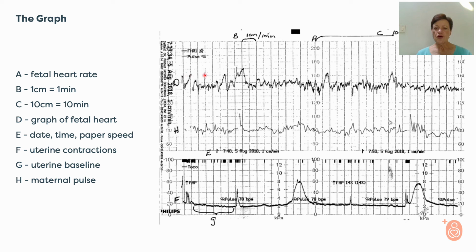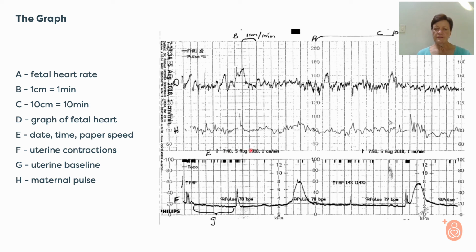Then this is the graph of the fetal heart, as I've said, and we can determine all the different characteristics regarding the fetal heart rate, which we will come to. Now here in the middle part of the CTG graph is not only the speed of the machine, how fast the paper is going through, but we can also see a time and a date. So this cardiotocograph has been done at 7:40 on the 5th of August 2018.